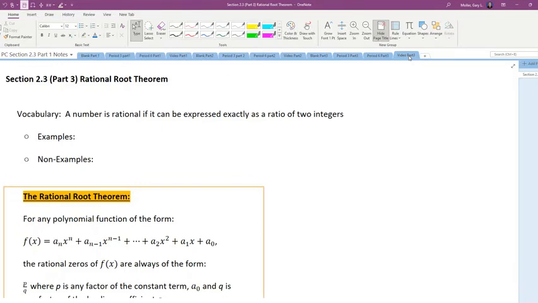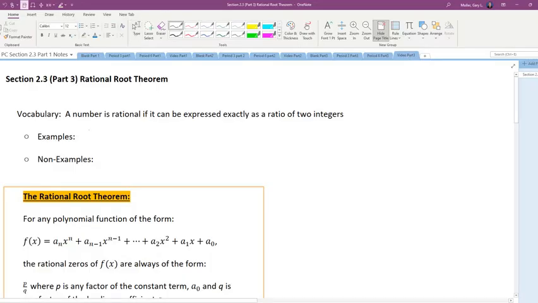All right, today we're going to do part 3 of section 2.3, and this is going to be primarily on what's known as the rational root theorem. So before we get to that, let's talk about what a rational number is, and therefore what is a rational root. A number is rational if it can be expressed exactly as a ratio of two integers. In other words, we're talking about numbers that can be written as fractions.